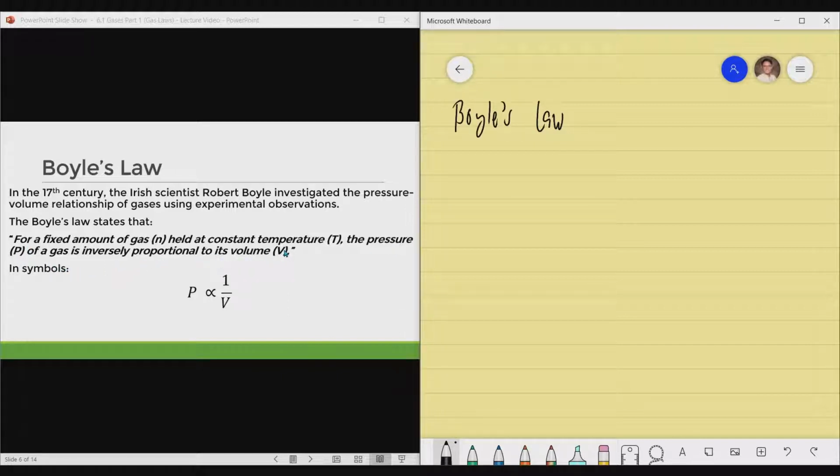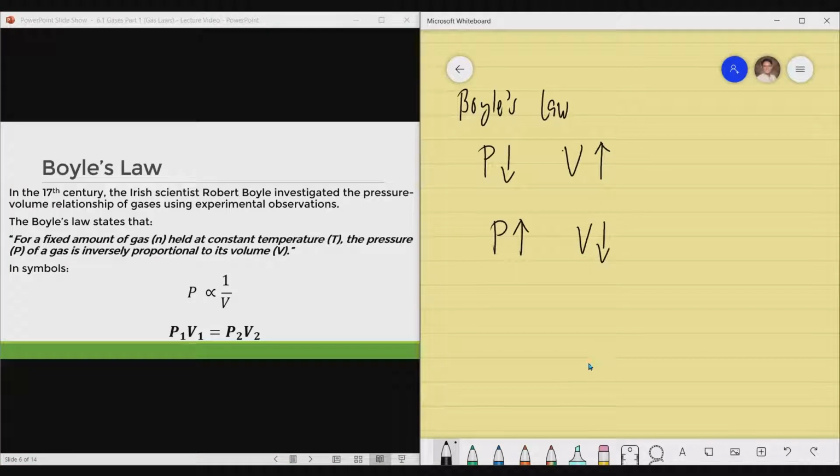When we say inversely proportional, that simply means the relationship of the pressure and volume are inversely proportional, meaning when your volume is increased, your pressure is decreased. On the other hand, if your volume is decreased, your pressure increases. So that is the idea behind being inversely proportional.